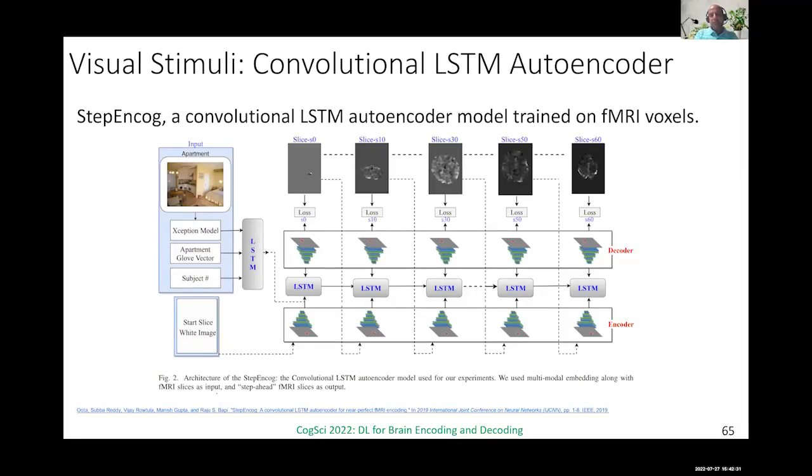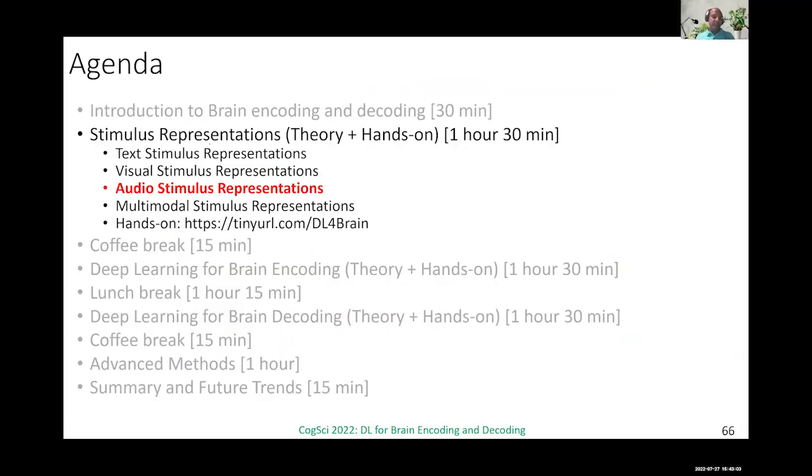This is an old work from a group where the idea is to use convolutional LSTM autoencoders, in fact, so as to reconstruct fMRIs. Very few works try to reconstruct fMRIs by thinking about them as a sequence of slices, which is what we exploited in this work. We start with slice 0 and then try to predict the activations in the next slice based on the previous slice and so on, of course while having the stimuli-based features as input. Okay, that's about visual stimulus.